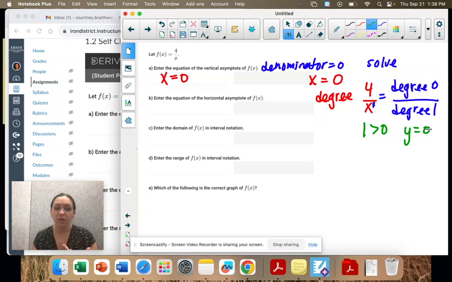If it were the other way, there wouldn't be an asymptote. So these are just the rules. You got to remember there's 3 of them. Okay, then we want domain and range. So we can look at the graph.